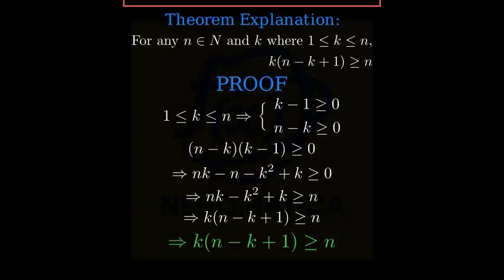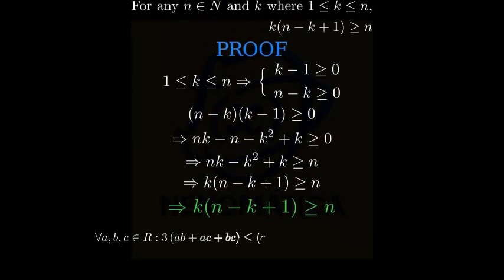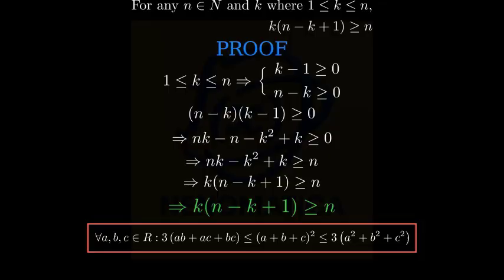We've shown that k times (n minus k plus 1) is greater than or equal to n when k is between 1 and n. Now, let's look at another important inequality theorem. This theorem states, for all a, b, and c in the set of real numbers R, 3 times the sum of products, (ab plus ac plus bc), is less than or equal to the square of the sum (a plus b plus c), which in turn is less than or equal to 3 times the sum of squares (a squared plus b squared plus c squared).